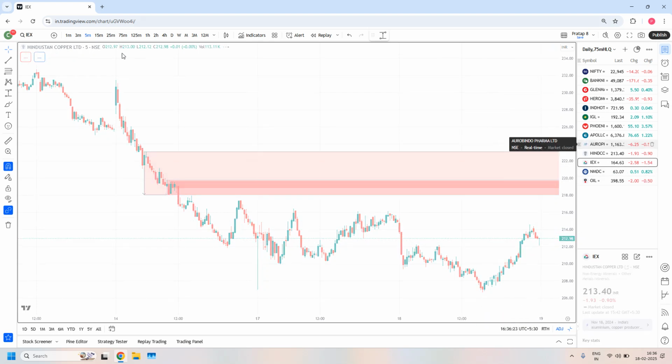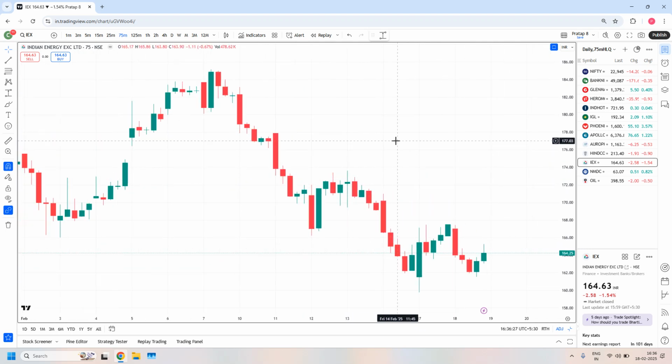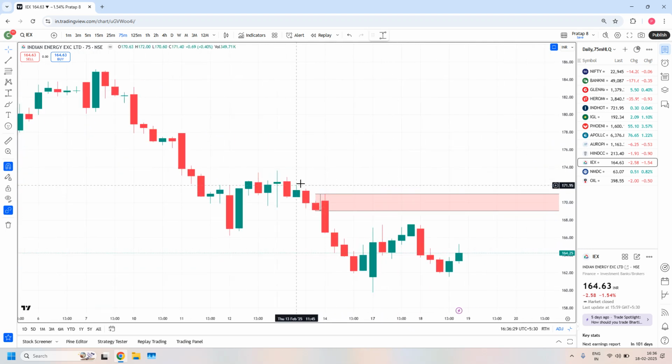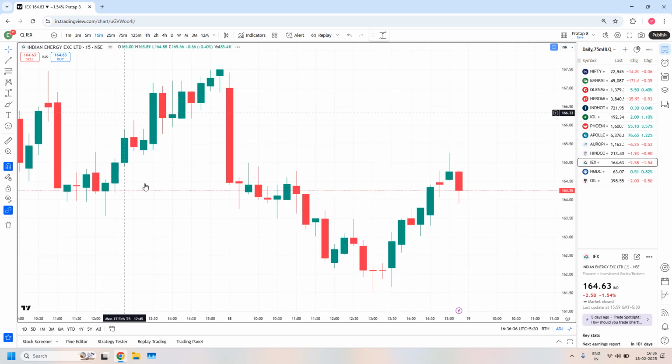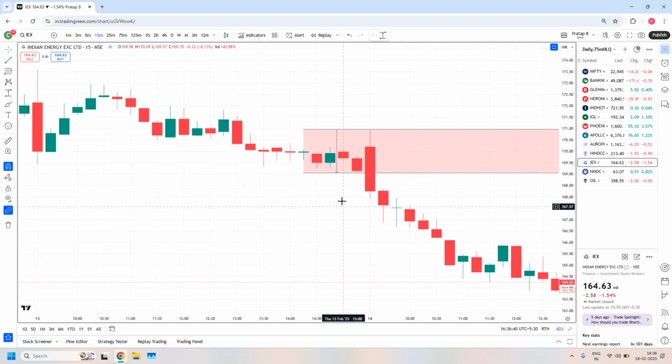Next one is IEX. This is also a 75 minutes high liquidity supply zone. Drop, base, drop. Did I fine tune this zone? No. That means 15 minute structure is not good. Go to 15 minutes time frame. See the 15 minute structure. Not at all good. It is a drop candle, again drop candle. Earlier so many base candles. If you consider this as a drop, 1, 2, 3, 4, 5, 6, 7, 8, 9 base candles.